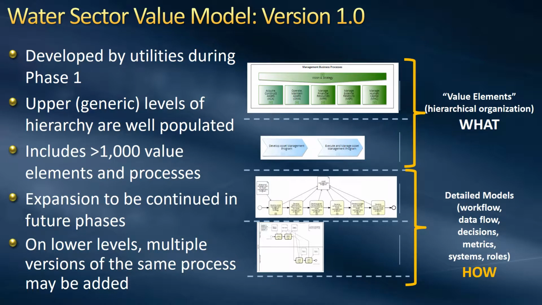Phase 1 of this project produced the first version of the model. The model is not yet done. The vision is that it will continue to evolve in the future as new models will be added and existing models may be revised. On the lower, more detailed level, different versions of models may exist for a specific process, reflecting different conditions. For example, different versions for a small or a large utility.